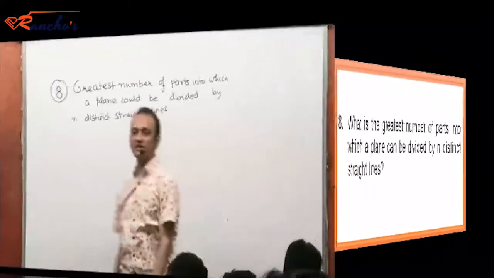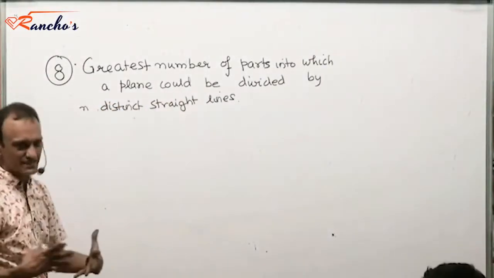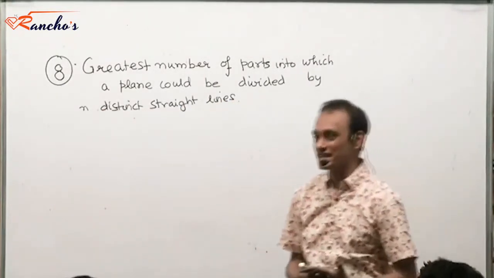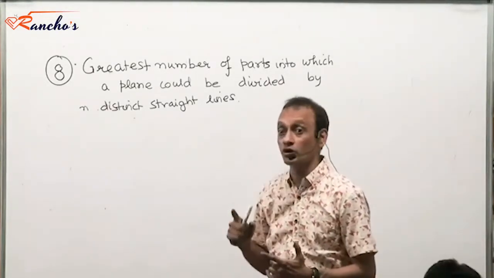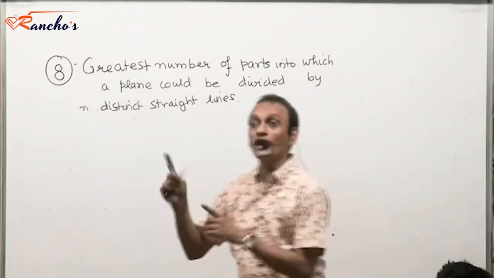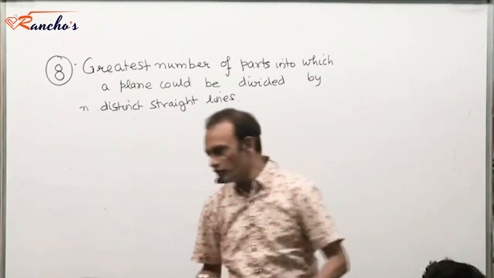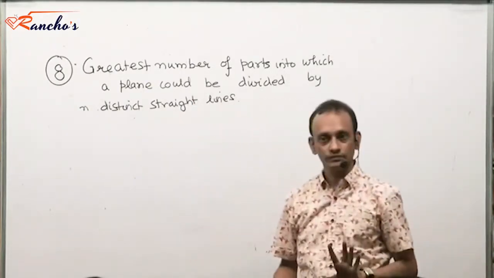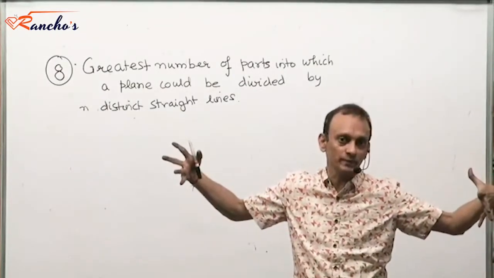Right then, your attention please. Greatest number of parts, regions, into which a plane could be divided by n distinct straight lines. Of course, we don't want any 3 lines to be concurrent, because that will decrease the number of regions. And we don't want lines to be parallel, because that is also liable to decrease the regions. That will cause the number of regions to be the largest they could be. Right?